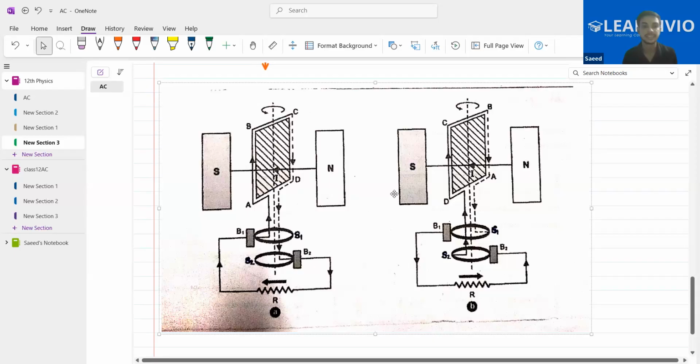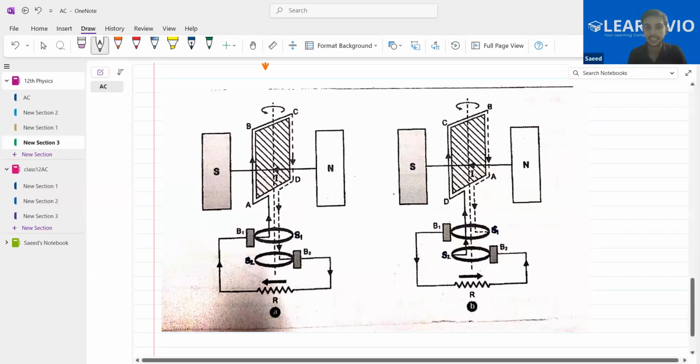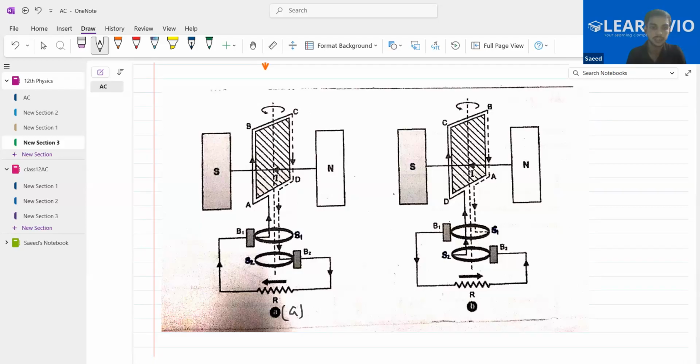Good. See what the setup is actually here. I can write over it also. I'm talking about figure A only. Okay, and just have a look at figure A. This is the south pole here. You can see S written there, and this is the north pole here. And these are the large windings.